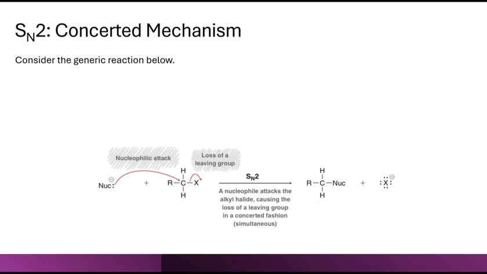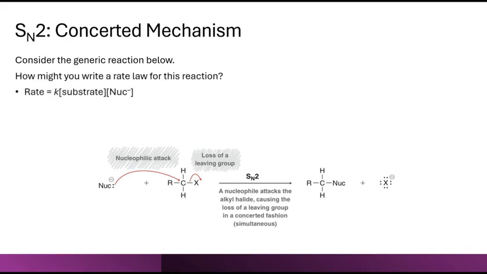SN2, concerted mechanism. Consider the generic reaction below, where the nucleophilic attack is occurring at the same time as the leaving group is leaving. A nucleophile attacks the alkyl halide, causing the loss of the leaving group in a concerted fashion, or it's simultaneous. How might we write the rate law for this reaction?